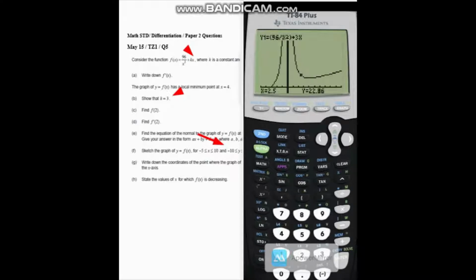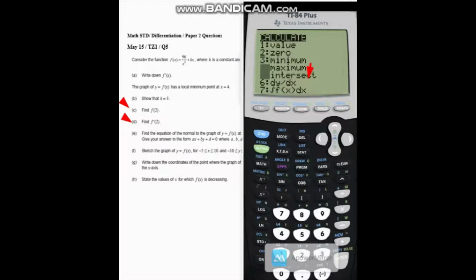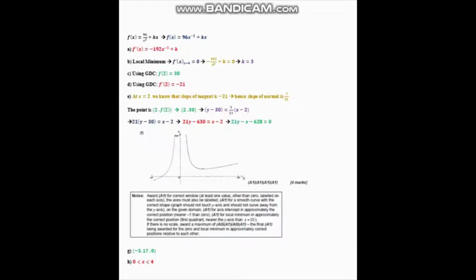You want to get f of 2, this is what is required in question C. So this is obtainable through second trace, find value, and you enter 2. So f of 2 is 30 as per the GDC. Next, to find f dash of 2, you repeat the process, second trace, but instead of value you select dy by dx and you enter 2 again. So the slope is -21. So there are your two answers obtained through the GDC.